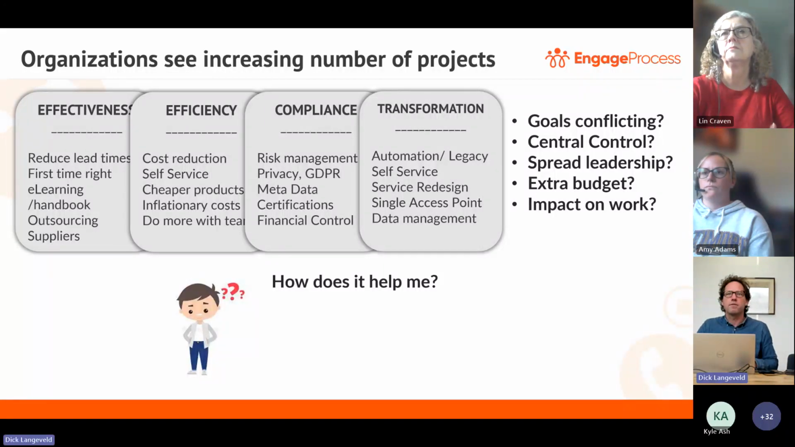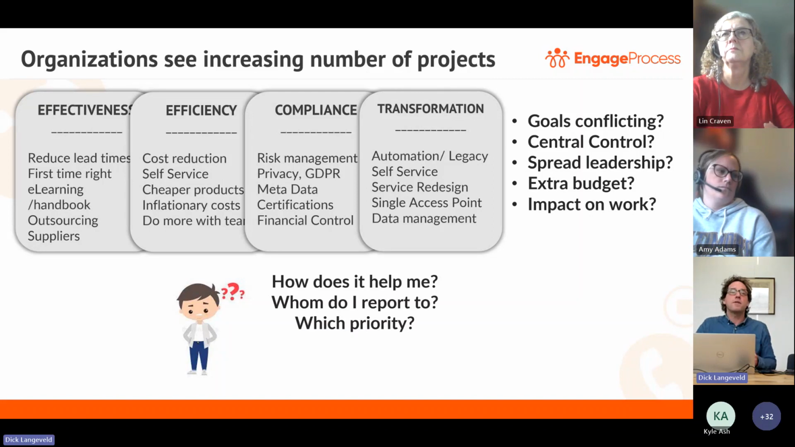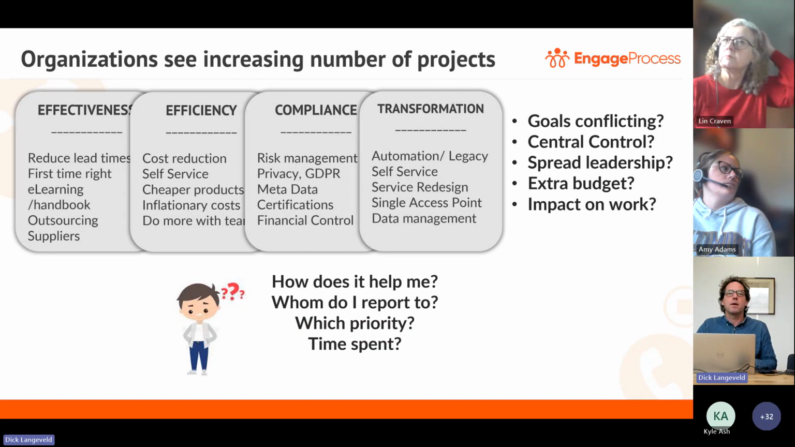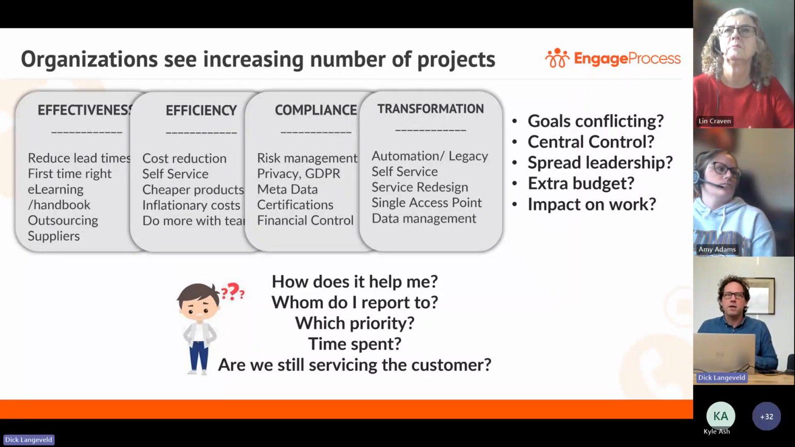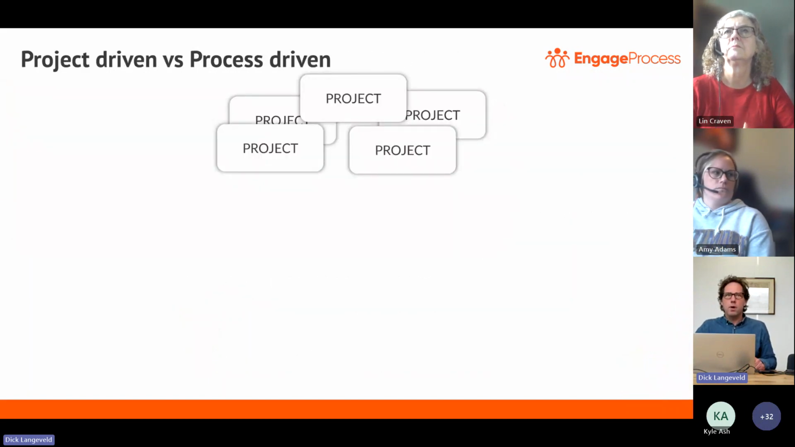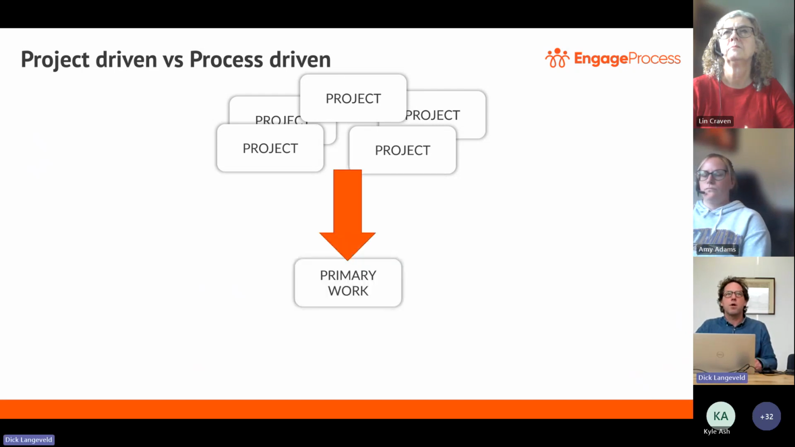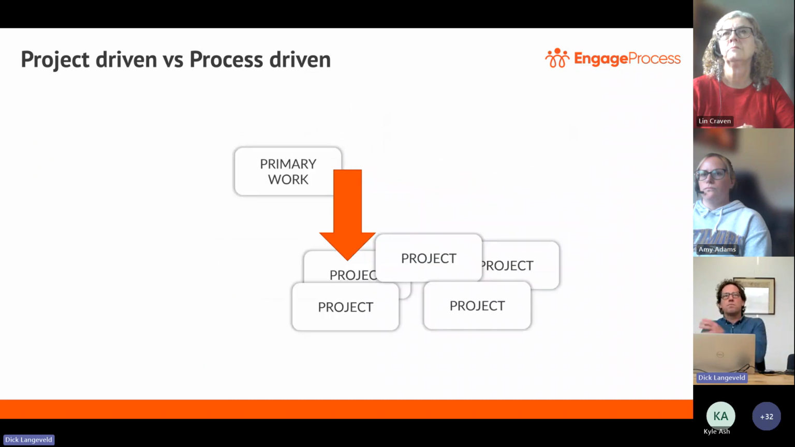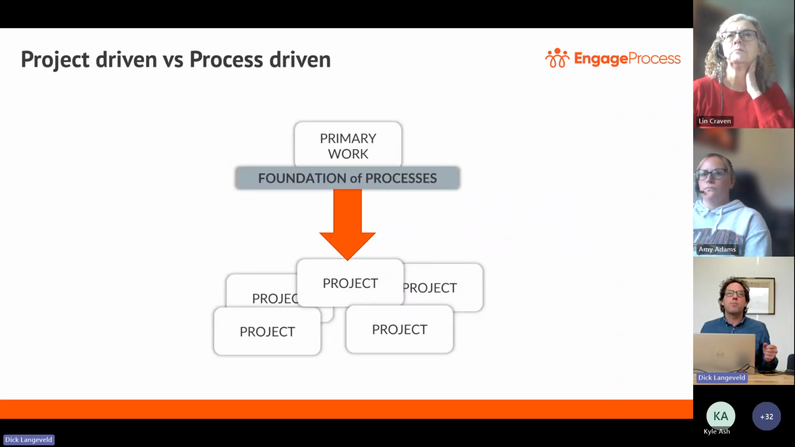From an operational perspective, people are in different groups, are asked different things, and are servicing different project groups, so which one takes priority? It can become a little bit chaotic. And in all that chaos, are we still servicing the customer, or putting the customer first? What happens more and more is that organizations that are project-driven start to change around and become process-driven organizations. In other words, they use getting in control of processes as a foundation to align all the projects they are running towards specific objectives.